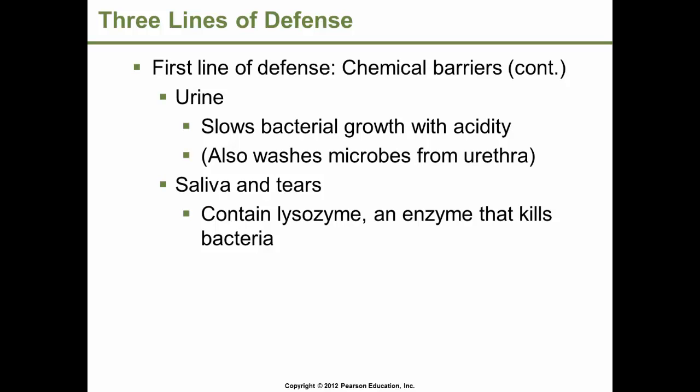Still under the first line of defense, chemical barriers, urine. Urine acts by slowing bacterial growth and also serves to wash microbes from the urethra. Saliva and tears contain an enzyme called lysozyme that kills bacteria. Bacteria in the vagina create an acidic environment that also acts to inhibit growth of some pathogens.